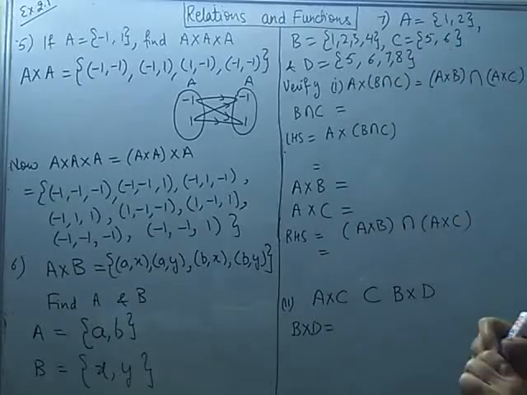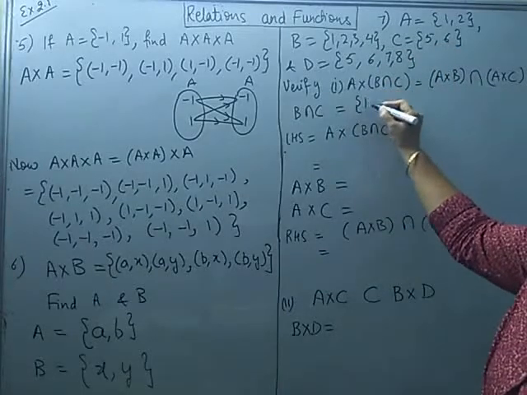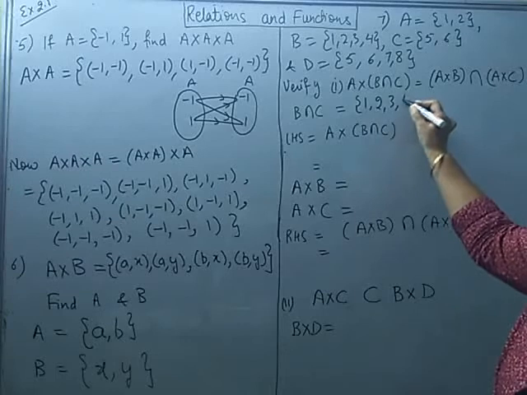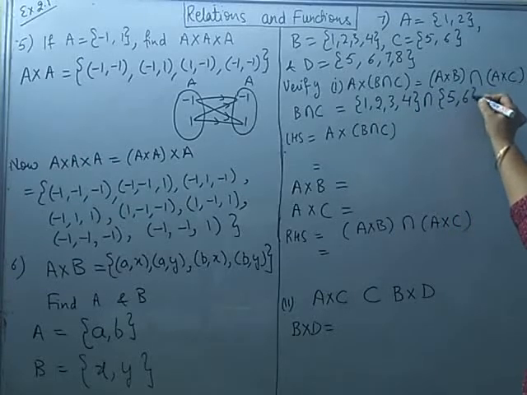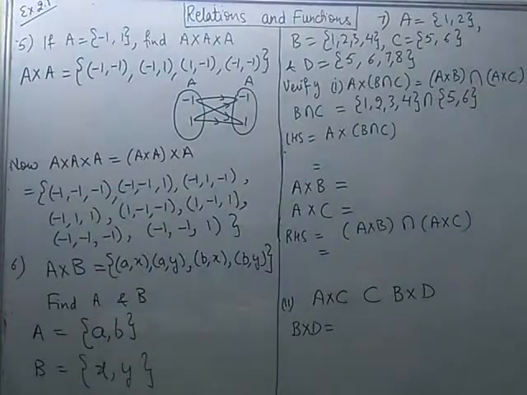What is their intersection? That means we are talking about the intersection of the set containing the numbers 1, 2, 3, 4 and another one containing the numbers 5 and 6. Do you see anything common among these two? There is no element common, so this reduces to a null set. Now come to the left hand side.